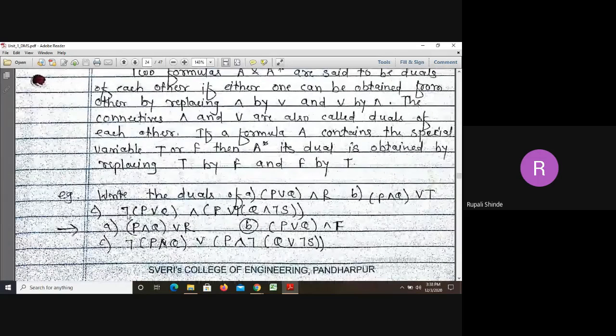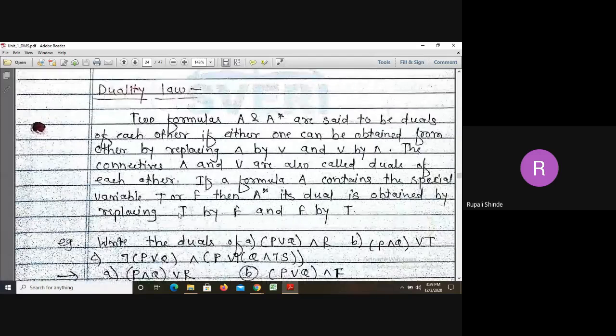Now third one, negation of P or Q and P or negation of Q and negation S. So we can write its dual as negation of P and Q or P and negation of Q or negation S. Just we replaced here and by or, and or by and. So in this way we can obtain dual of any formula.